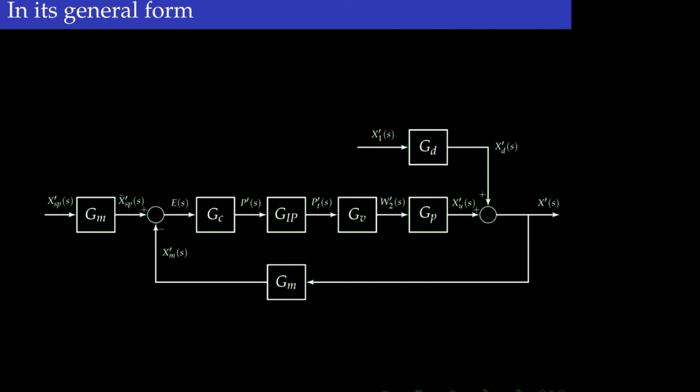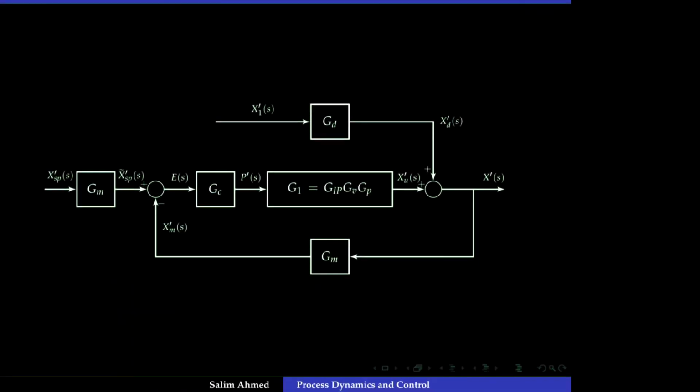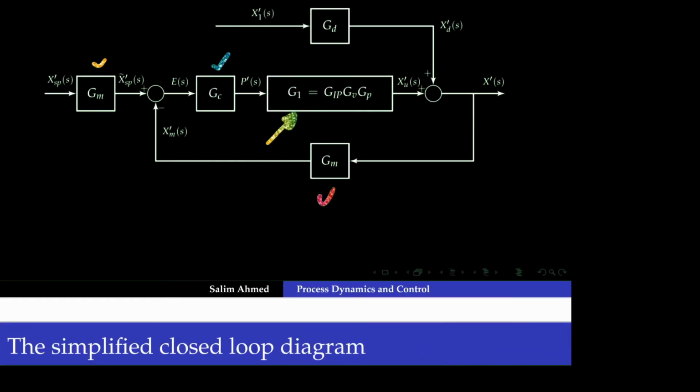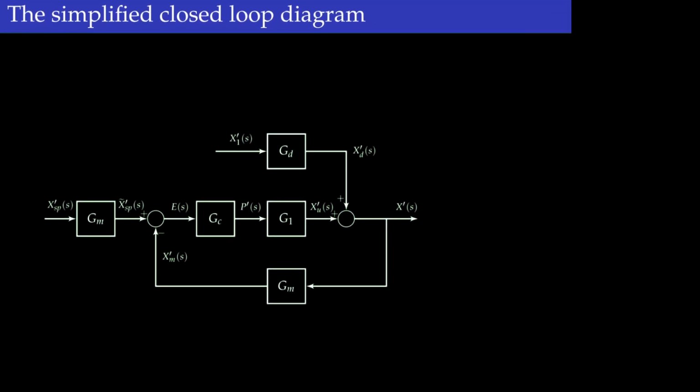So typically, all of these elements, GIP, GV, and GP, can be considered within the process. If we do that, we end up getting a simplified diagram for this case, where this GP, the process transfer function, is expressed as a combination of all these three. So we're left with the controller, the disturbance, and the measurement device. Okay. So in the simplified form, we'll have this represented by the process, the controller, the measurement device, which can be simply a gain, and the same measurement device here, and the transfer function between the output and the disturbance.